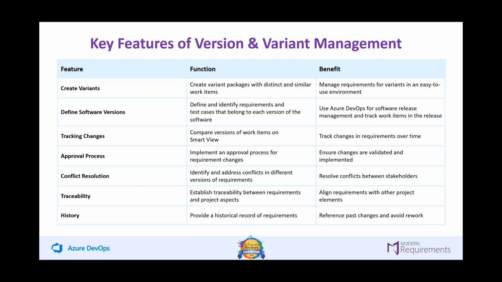Just a few highlights. Creating variants and variant packages is a capability that many of our clients have said they would like to have a better way of doing. And so this is what has brought us down to this point. And another thing I want to highlight here real quick is traceability. To establish traceability between requirements and project aspects, ultimately the benefit to you is to align requirements with other projects and elements.